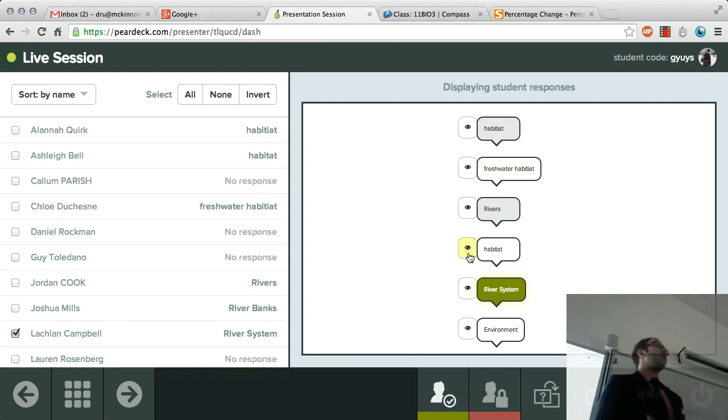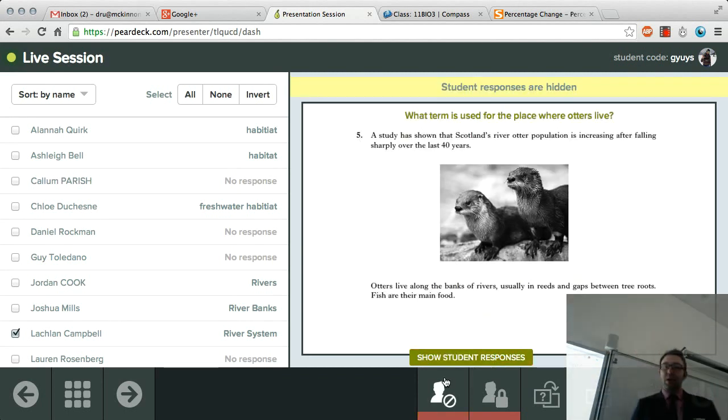The place where, take otters out of the equation, it is just the place where an organism lives. It's habitat. Like I say, this wasn't specialist knowledge into the lives of otters. It could have been, but it definitely wasn't. So again, what term is used to describe where otters live, or any organism lives? It's habitat.